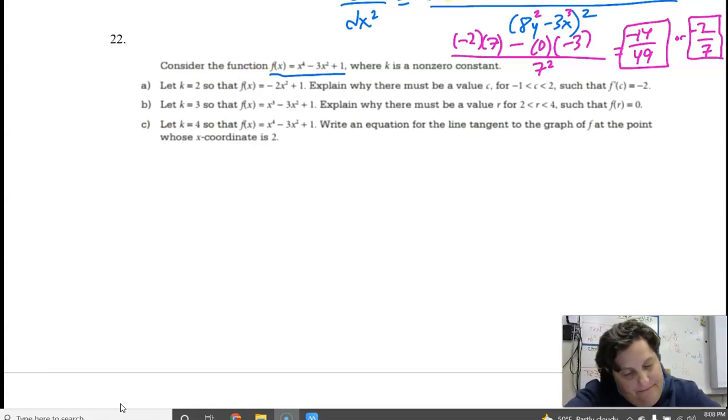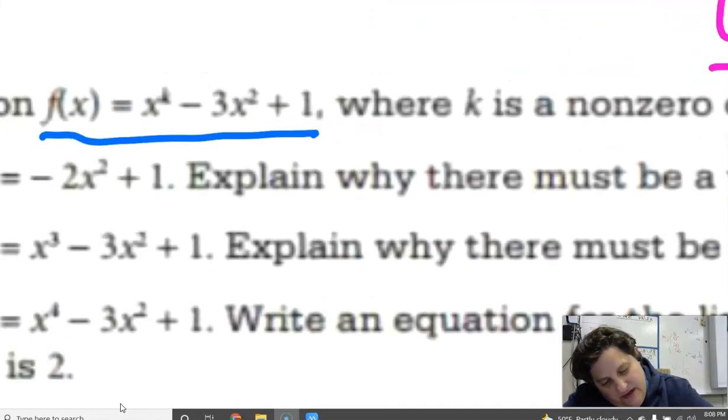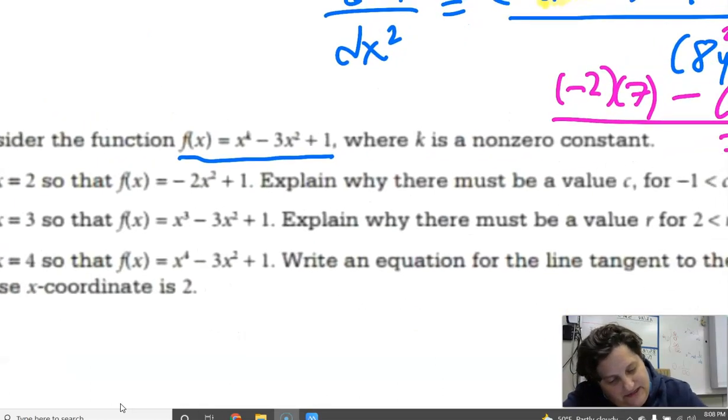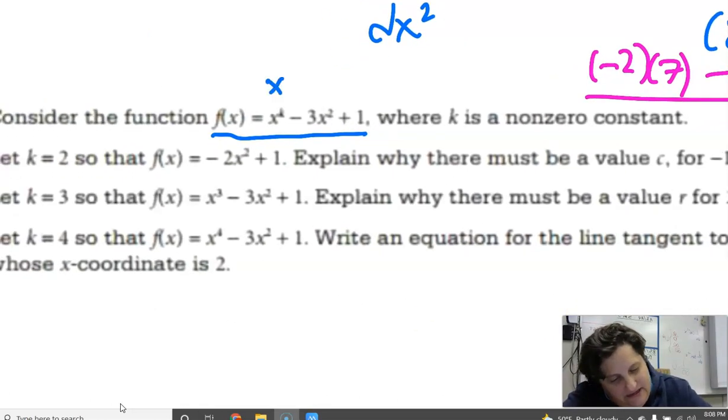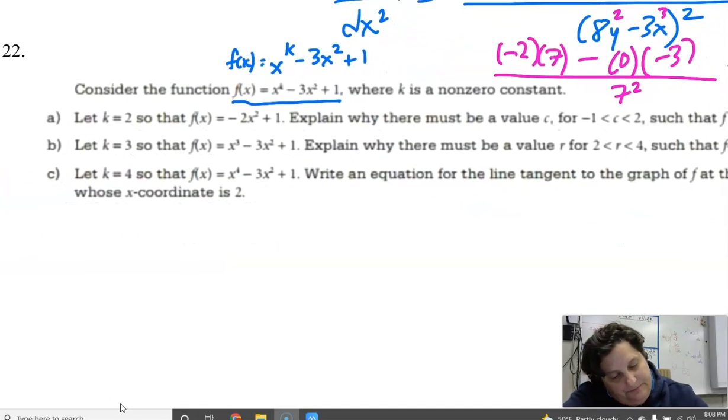Consider the function where k is a non-zero constant. Okay, so k can't be 0. Oh, geez, this is really hard to see. This function actually says x to the k minus 3x squared plus 1. Okay, so k is the exponent.